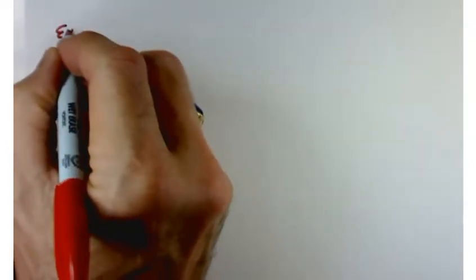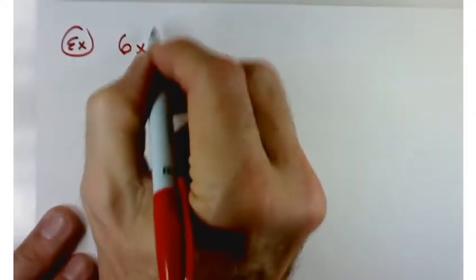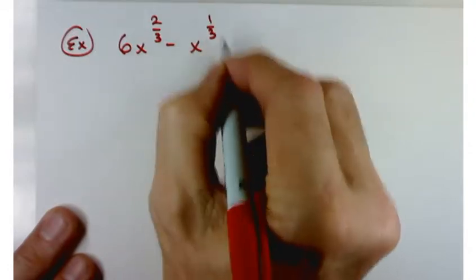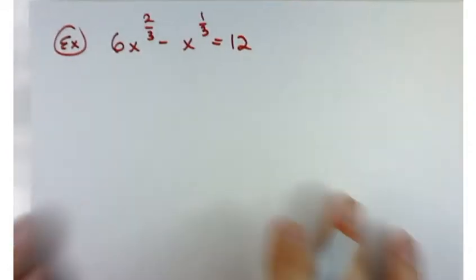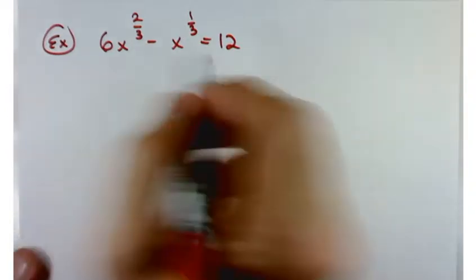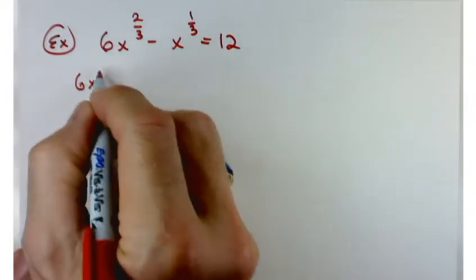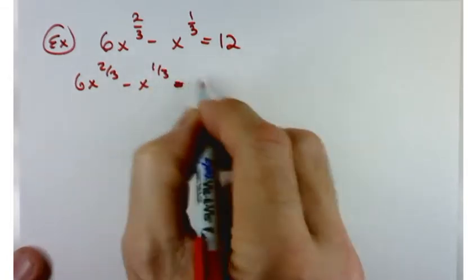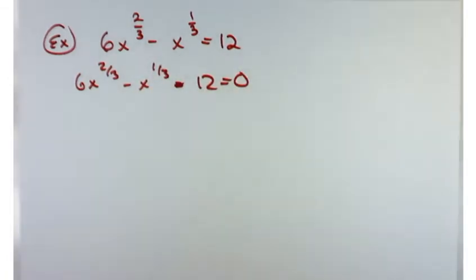All right. Actually, I'm kind of following along with problems that I just pulled out of Newton. So I'm trying to make this look as much like your homework as possible. 6x to the 2/3 minus x to the 1/3 equals 12. Like the last one, I'll start out by moving the 12 to the other side so that I get 0 on one side.